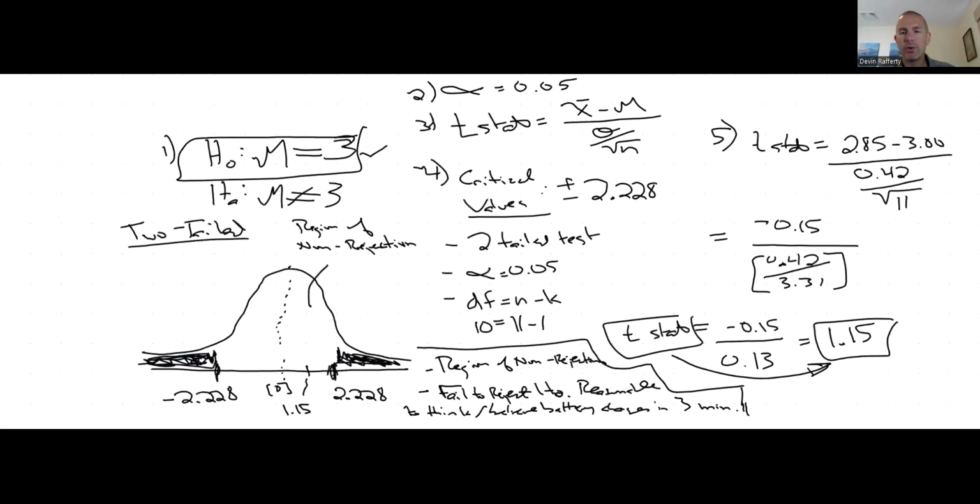Okay, 1.15. That test statistic does not go past the critical value. So we are in the region of non-rejection. So I fail to reject the null hypothesis. It is absolutely reasonable to think that the battery charges in just 3 minutes. I put the check mark up here. It says, yep, battery's going to charge in 3 minutes.